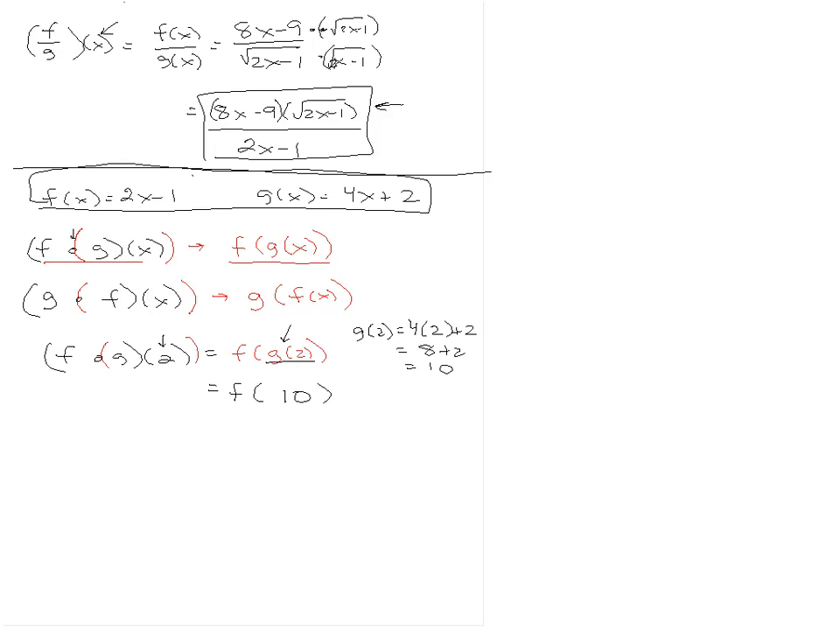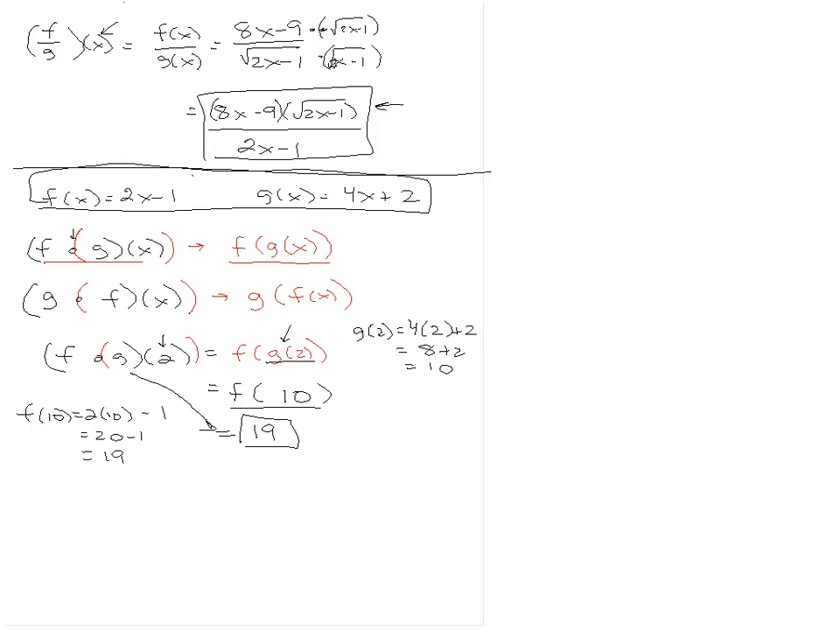Oh, so now I'm looking for f of 10, which means wherever there is an x in the f function, you put a 10. So you get 20 minus 1, which is 19. So f of 10 is 19. So f of g of 2, the answer is 19.